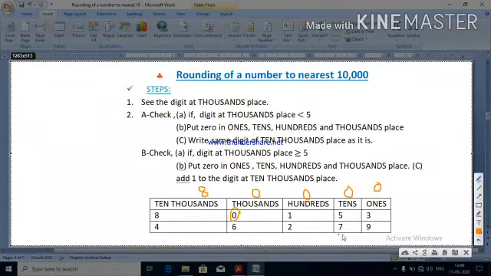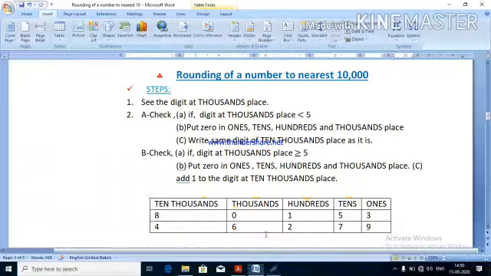In the second question, in thousands place it is greater than 5. That's why you have to write 0 here. Also in hundreds place you have to write 0 here. In tens place you have to write 0 here. And in ones place you have to write 0. But in ten-thousands place you have to add 1, because in thousands place the number is greater than 5. And now your answer becomes 50,000.